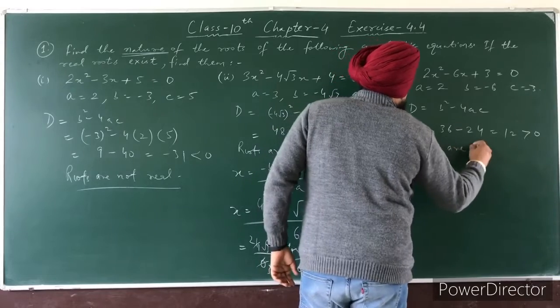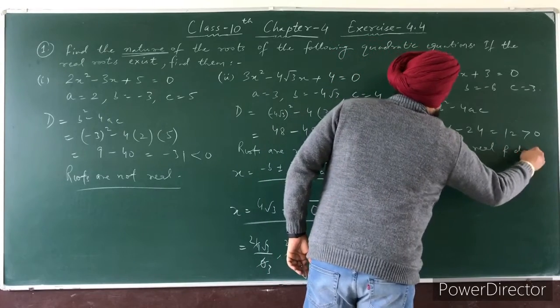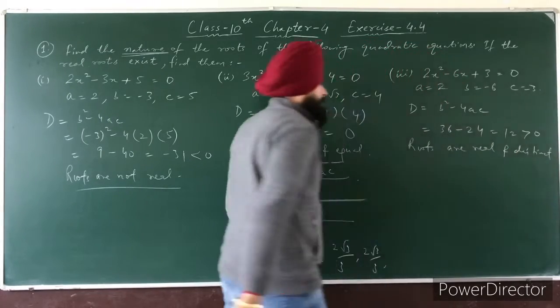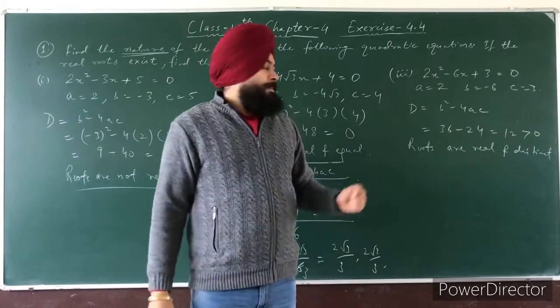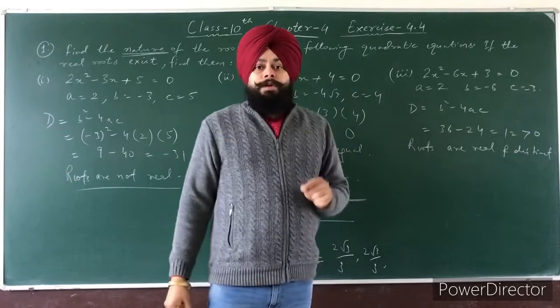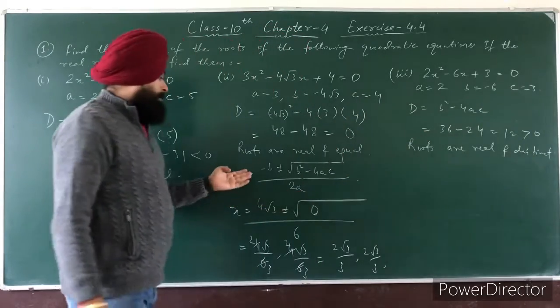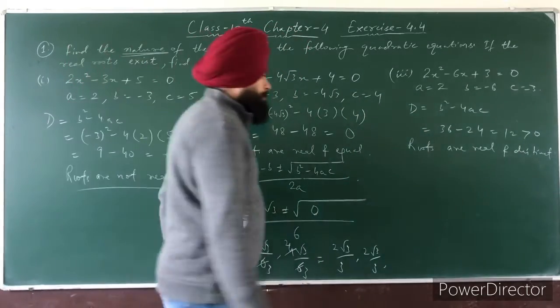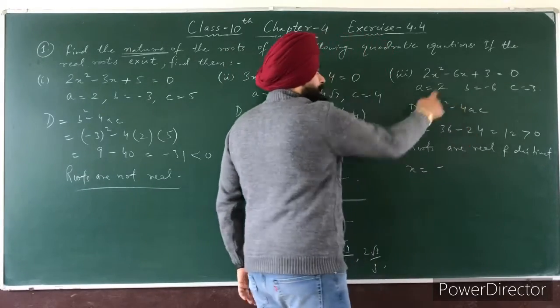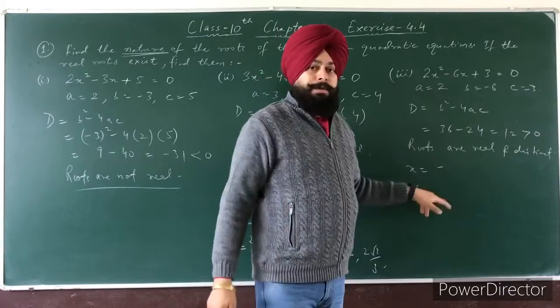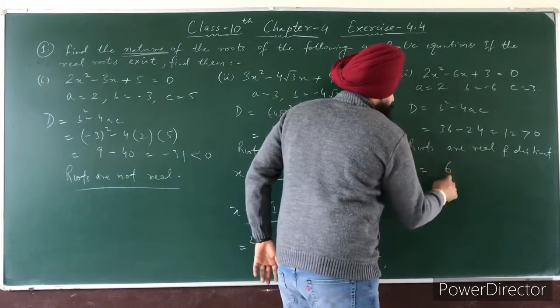Roots are real and distinct. So real and distinct is the nature of this quadratic equation. It means roots will exist here. Now you can find them by again which method? By quadratic formula. So x is minus b. Value of b is here minus 6. So minus minus plus. So it should remain 6 only.